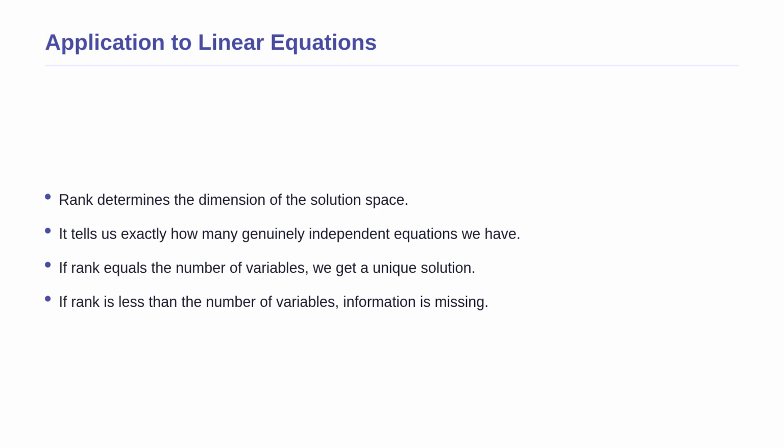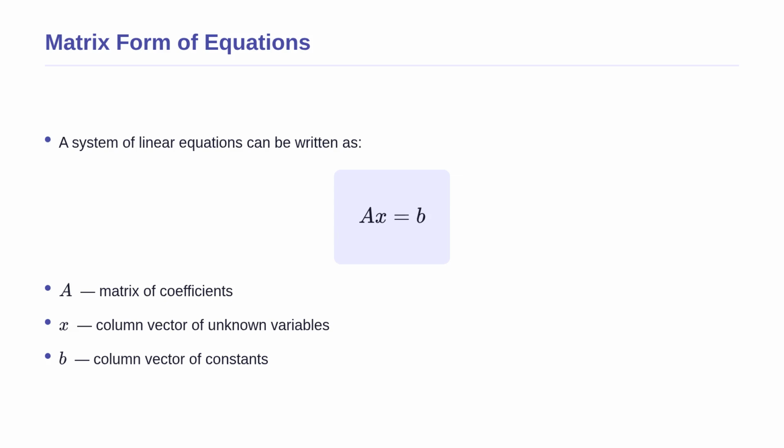This brings us to an important question. Why do we care about the rank of a matrix? The most powerful application is solving systems of linear equations. The rank tells us exactly how many genuinely independent equations we have. If you have 3 variables but your matrix rank is only 2, you are missing a piece of unique information. This instantly tells you that your system will have infinitely many solutions because you lack the constraints needed for a unique answer. Let us look at how we write these systems mathematically.